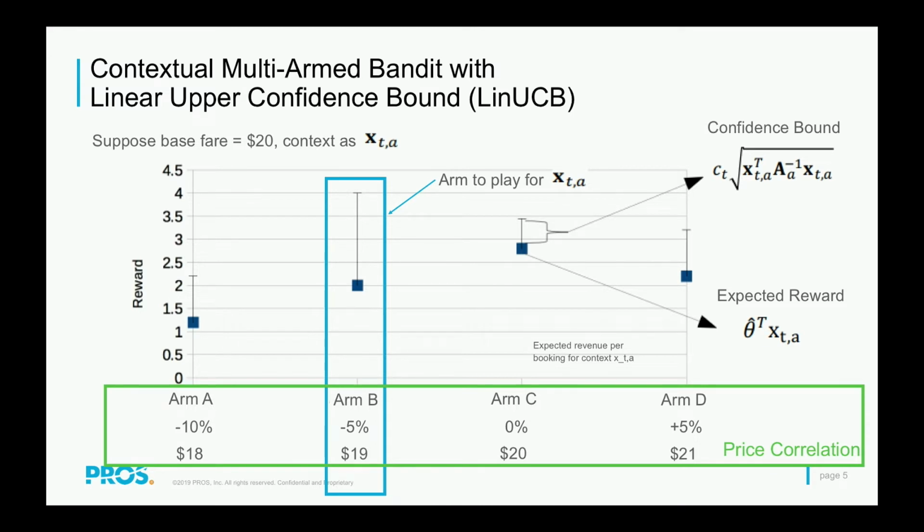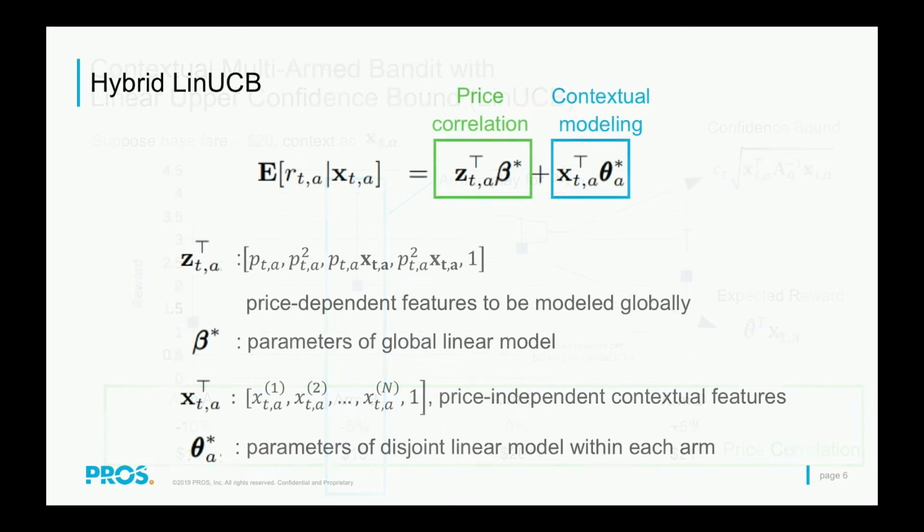We also find that this is kind of an independent model, because each arm is independent. But for pricing, there are lots of correlations among prices. We want to capture that as well, so we need some hybrid model to capture the correlations among the prices. And that's why we propose to use a hybrid linear UCB model.